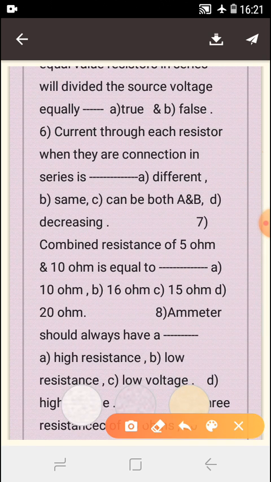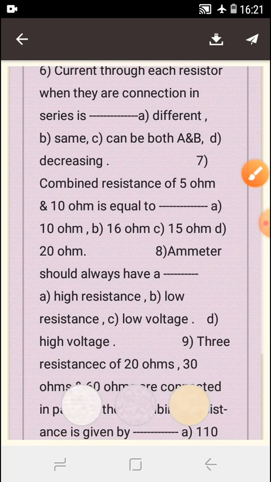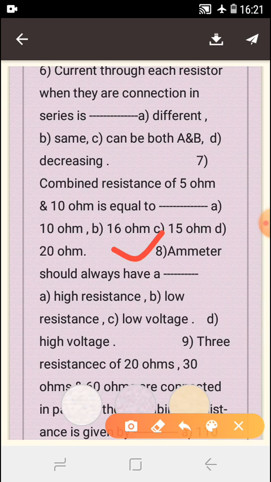Question 7. Combined resistance of 50 ohms and 10 ohms is equal to: the options are 10 ohm, 16 ohm, 15 ohm and 20 ohm. The answer is C, 15 ohms.